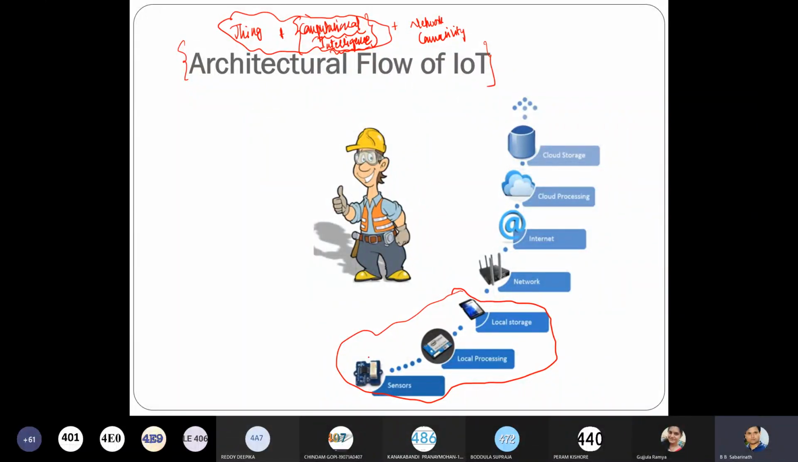We focus on sensors, and we focus on local processing. Generally this local processing and local storage, we call an embedded system, where we have sensors, where we have actuators, where some local processing is done, and where we have some local storage. All these issues we commonly call an embedded system. That is today's main agenda.